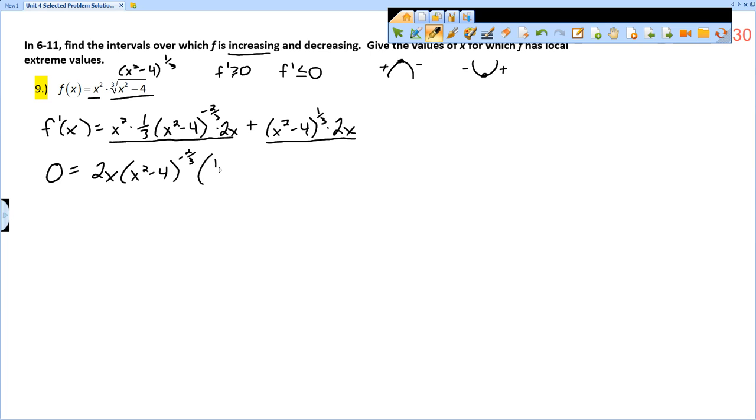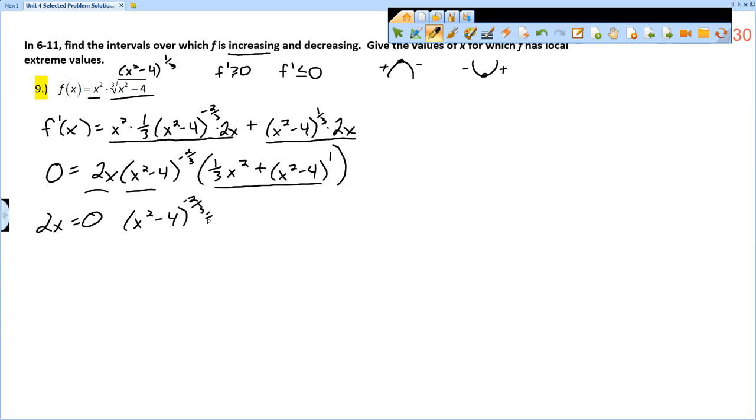And so what does that mean? That means we have a 1/3, and then I've got an x squared remaining in that first term. And then I've got an x squared minus 4 to the what power? Well, this is actually to the first power because remember, when I distribute this (x squared minus 4) to the negative 2/3, I add those powers together, and so the negative 2/3 plus 1 gives me a 1/3. And so now I have three things multiplied together to equal 0. So I'm going to set each thing equal to 0. So 2x equals 0, (x squared minus 4) to the negative 2/3 equals 0, and then this thing, 1/3 x squared plus x squared minus 4 equals 0.